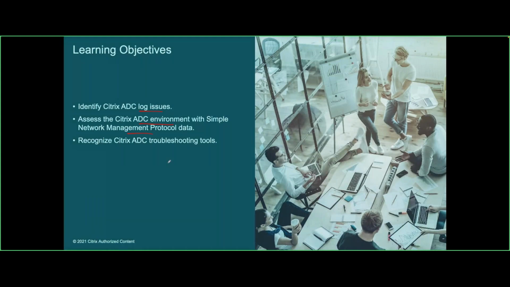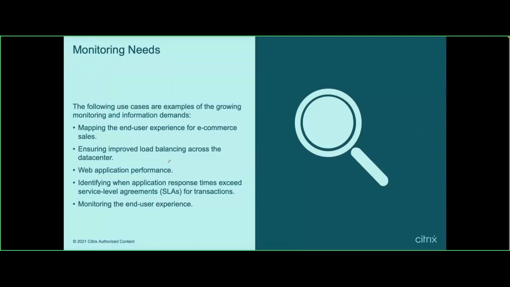And the troubleshooting tools that you could be using. We're going to be mapping your end user experience for e-commerce sales, improving data load balancing across the data center, web application performance, and identifying application response time exceeding a service level agreement, SLA. Sometimes you say my internet is very slow. Do a ping to Google. If you're getting 3,000, 4,000 milliseconds, then you know there's a problem with your PC.